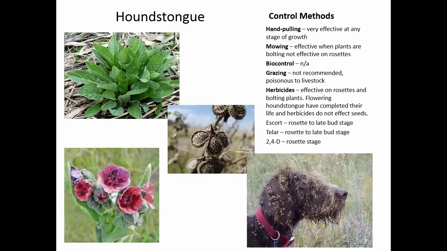Okay, biocontrol we talked about. Grazing, not recommended, it's toxic to a lot of animals. They don't necessarily eat this unless they're stressed or there's some crazy weather pattern coming in and they lose their mind for a little bit. They don't seek it out. And then herbicides do work, but take note that they are effective on the rosette, so that's the leaves, when it's just the leaves, or when it's bolting, putting up its flowering stem.